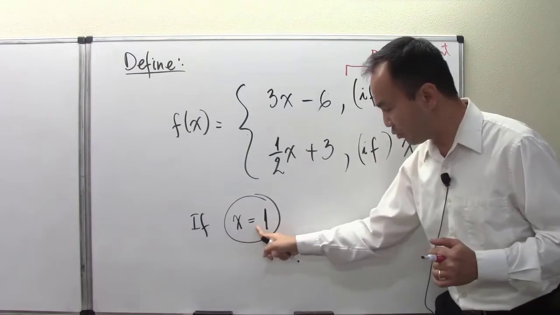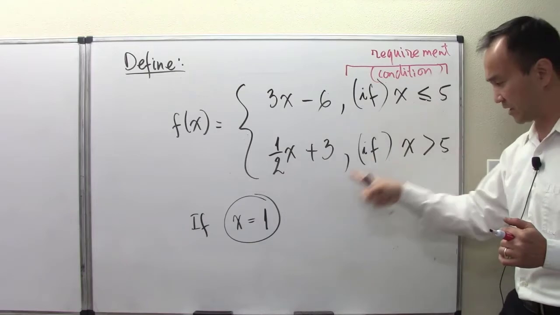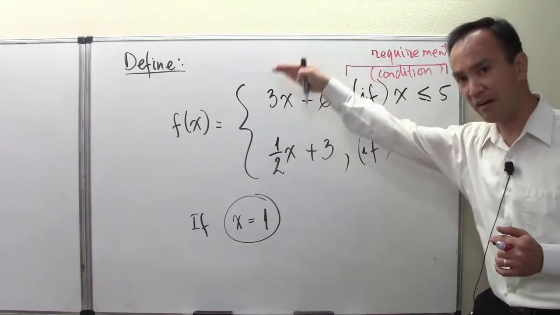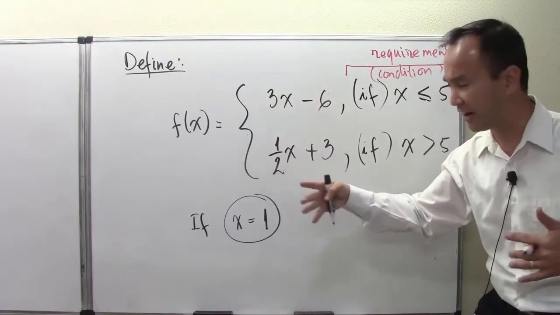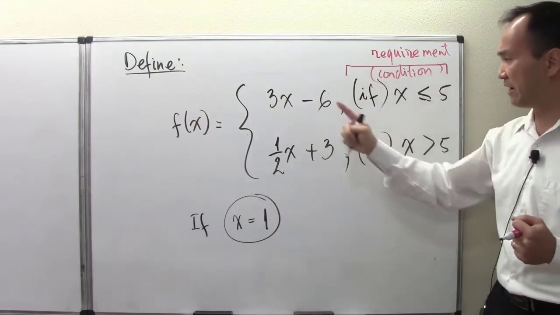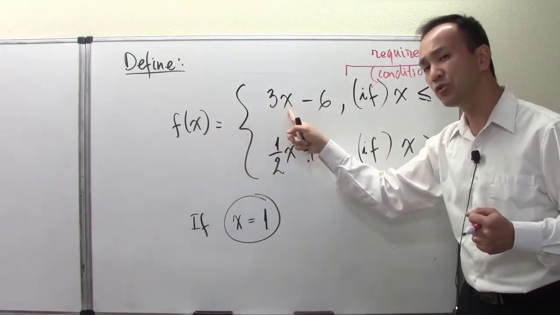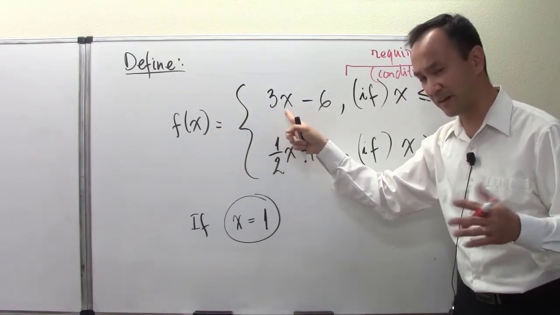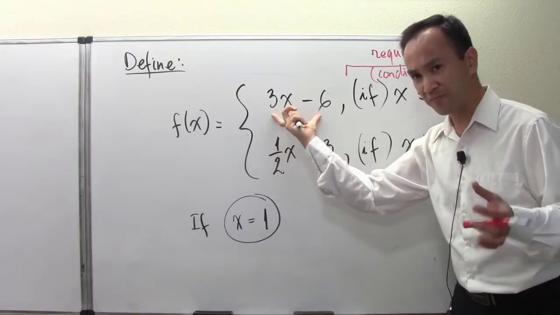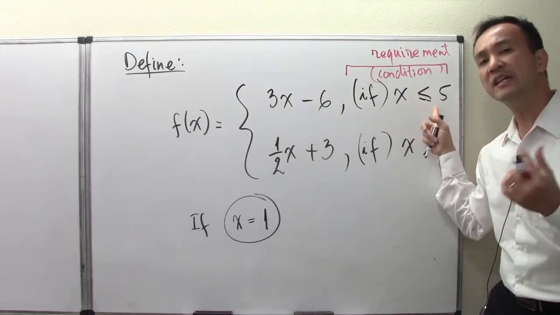So now, x equals 1, our input here, is less than or equal to 5. Clearly, it's the one we chose independently. In the way our function is setting out the rule, the function will be calculated using this rule anytime we're choosing an input x less than or equal to 5.